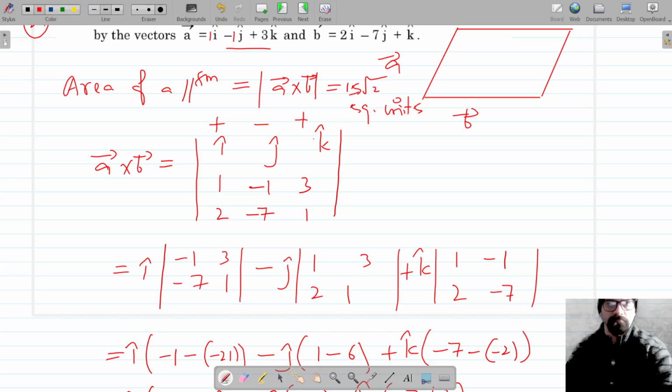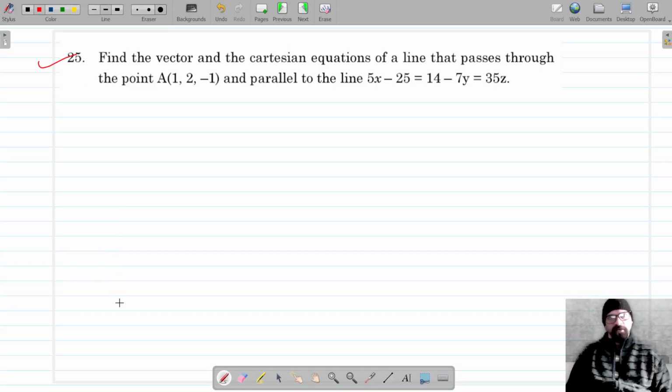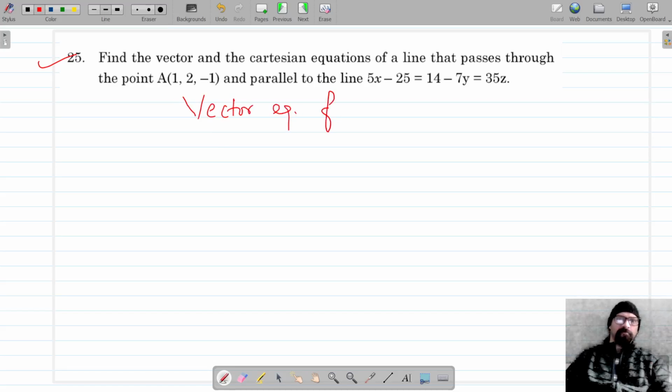Okay, for question number 25, we have to find the vector and Cartesian equations of a line that passes through the point and is parallel to the line. So let's first find out the vector equation of the line.